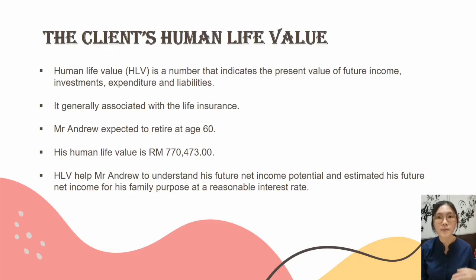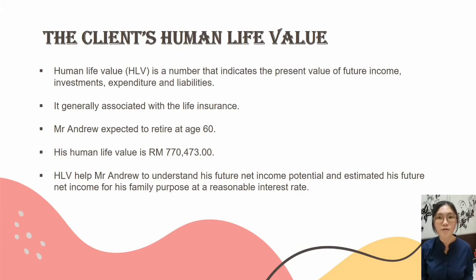Mr. Andrew is expected to retire at the age of 60, so the income will be lost from age 35 to 60. We helped Mr. Andrew to calculate his human life value by using a formula, and the result is 770,473 ringgit Malaysia. Hence, we can say that if Mr. Andrew is no longer around, this amount should be provided to the people who depend on Mr. Andrew, so they can live their life properly.